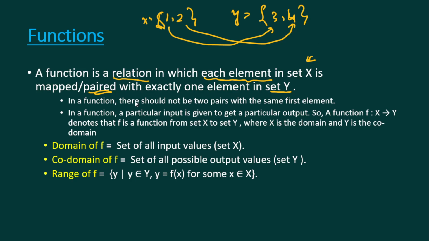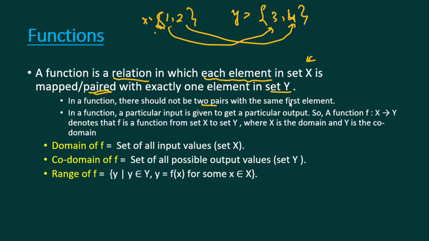So in a function there should not be two pairs with the same first element. The same first element should not have two pairs. In a function a particular input is given to a particular output.